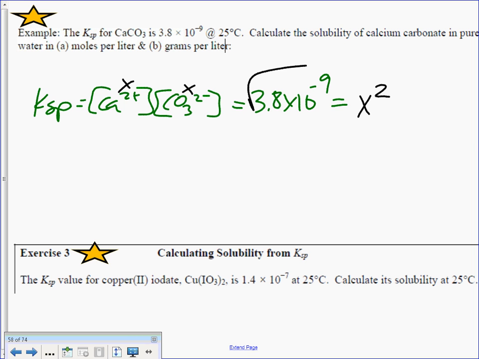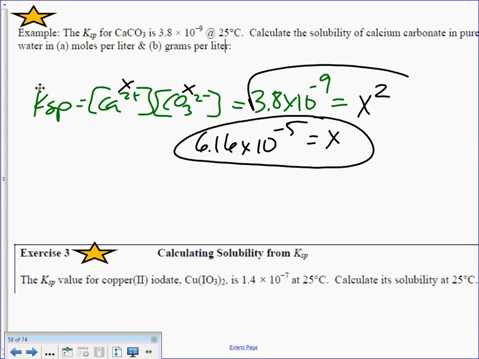Square root. X is equal to something, 6 point something times 10 to the negative 4th. That value, 6.16 times 10 to the negative 5th. Okay. And what unit is that? Molar, right? So moles per liter. So that's molar, aka moles per liter. How would I convert that to gram solubility? How would I change that to grams per liter?